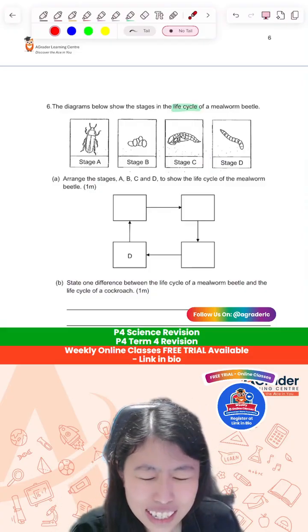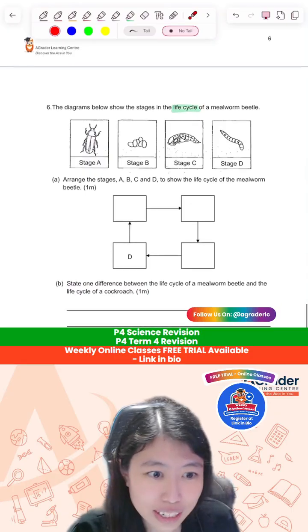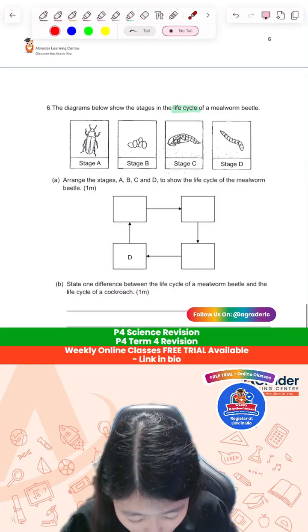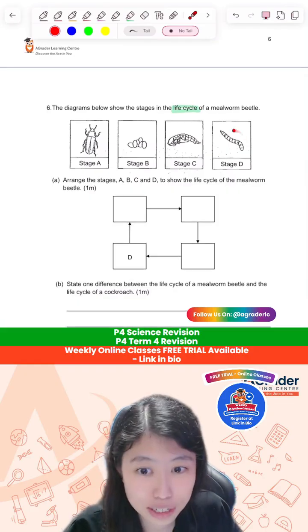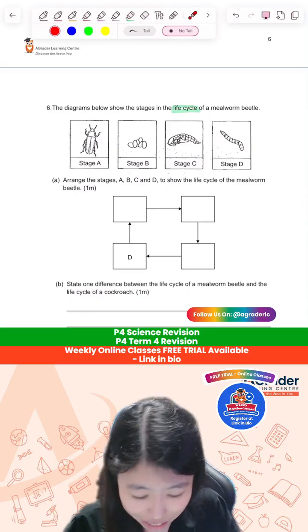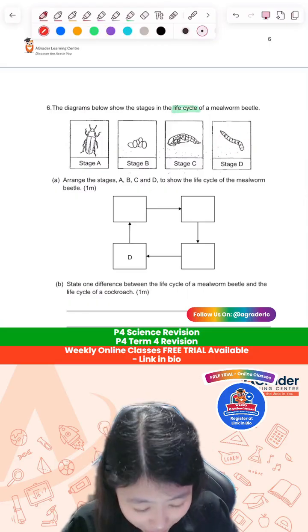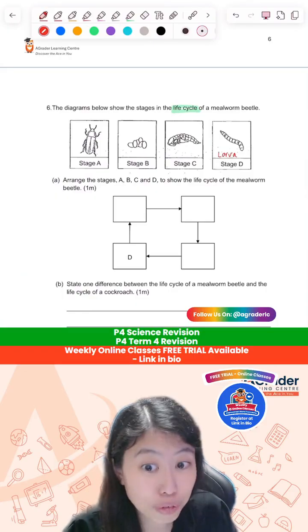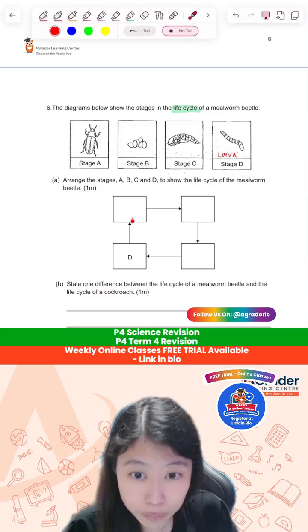Okay, let's look at this one. So after D is what? You can see D, what stage is D? Can you tell me the name of the stage of D? D is called the larva stage. Very good, larva stage. Okay, so what comes after, the next stage after larva?